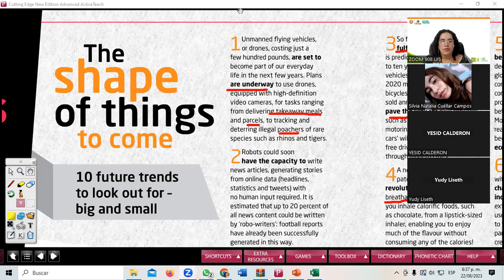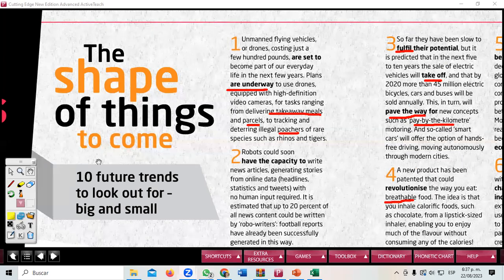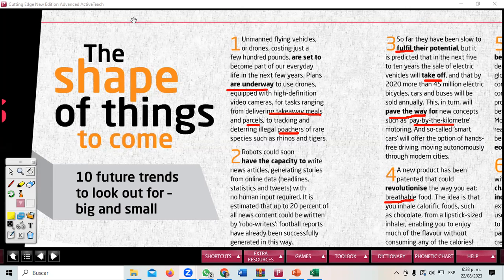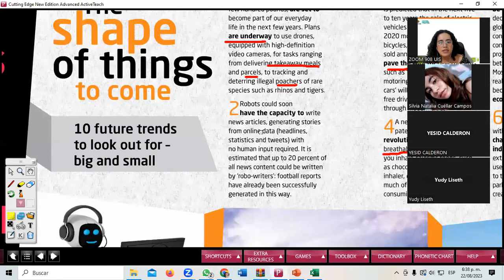First, unmanned flight vehicles or drones costing just a few hundred pounds are set to become part of our everyday life in the next few years. Plans are underway to use drones, equipped with high definition video cameras, for tasks from delivering takeaway meals and parcels to tracking and deterring illegal poachers of rare species such as rhinos and tigers. All right. Yes, very good. So the first is about unmanned flying vehicles.